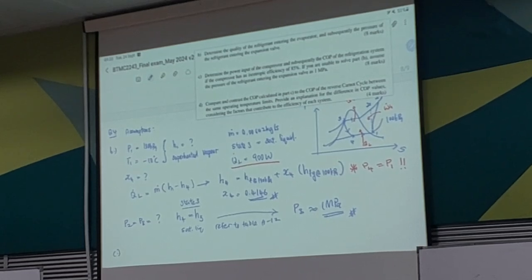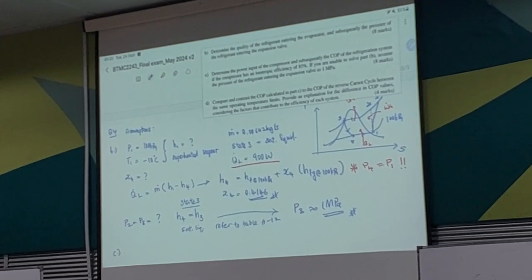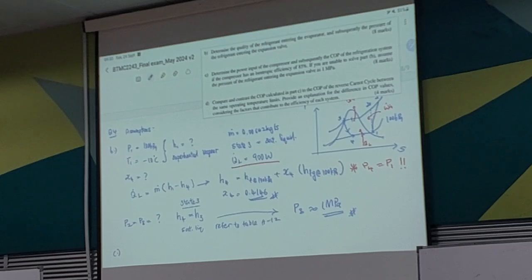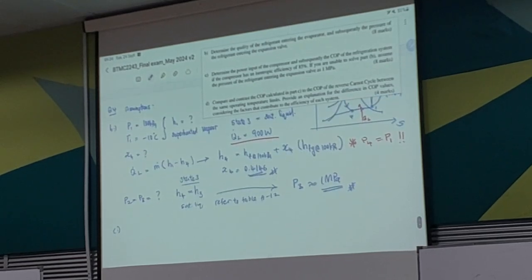So C: determine the power input of the compressor and subsequently the COP of the refrigeration system if the compressor has an isentropic efficiency of 85%. Actually, the answer is also given. If you are unable to solve part B, assume the pressure of the refrigerant entering the expansion valve is 1 megapascal. So if you cannot solve B, then you can jump straight to C. So you are given P2 and P3 equal to 1 megapascal as well.